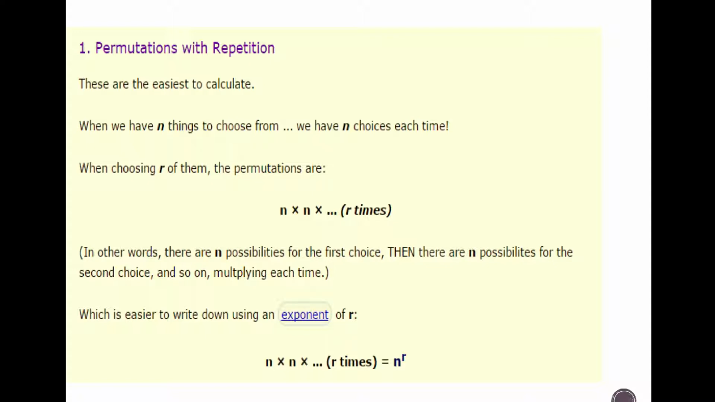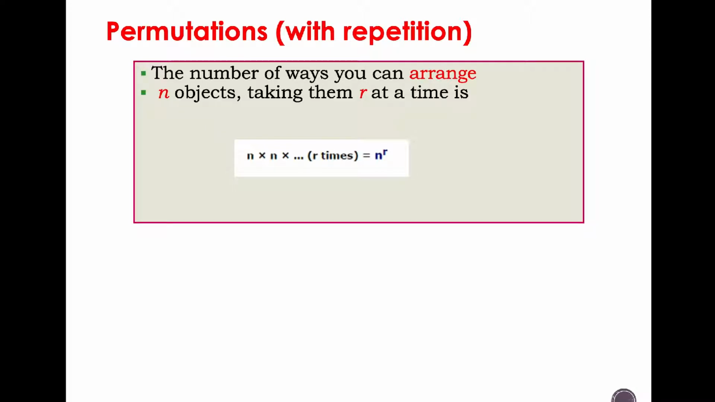Permutation with repetition. These are the easiest to calculate. When we have n things to choose from, we have n choices each time. When choosing r of them, the permutations are n times n, r times. In other words, there are n possibilities for the first choice, then n possibilities for the second choice, and so on, multiplying each time, which is easy to write using an exponent of r: n to the power of r. So the number of ways you can arrange n objects taking them r at a time is n to the power of r, as previously mentioned.